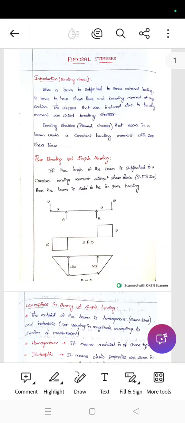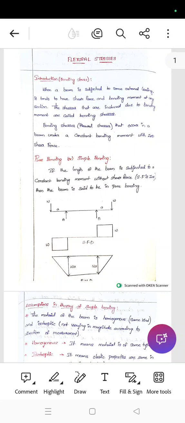Okay. So if a beam is subjected to any kind of external loads acting on it, it will be subjected to shear force and bending moment at any section. It can be at the top or bottom. There will be some kind of stresses acting on it. These stresses are induced due to bending moment. The stresses that are induced due to bending moment are known as bending stresses.